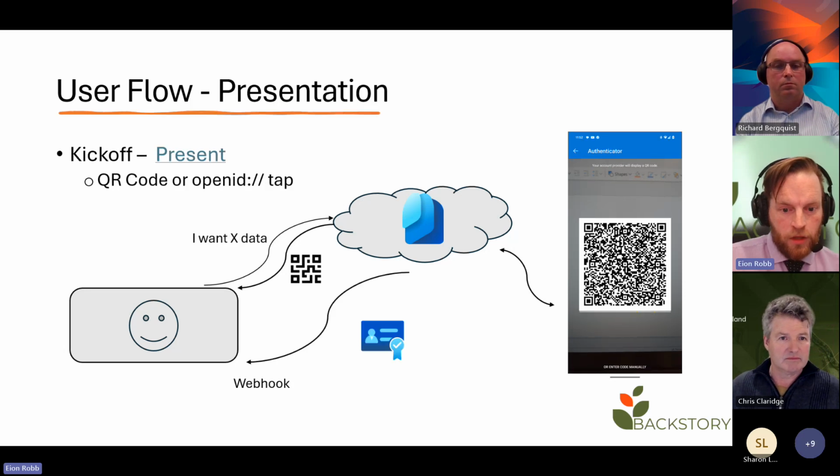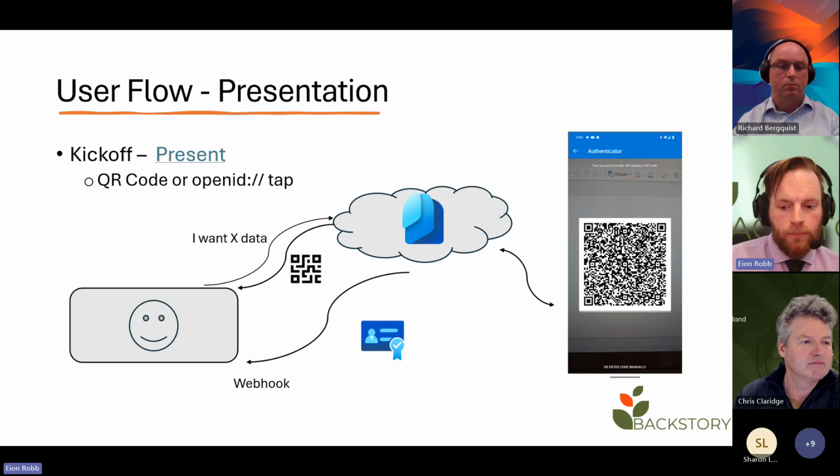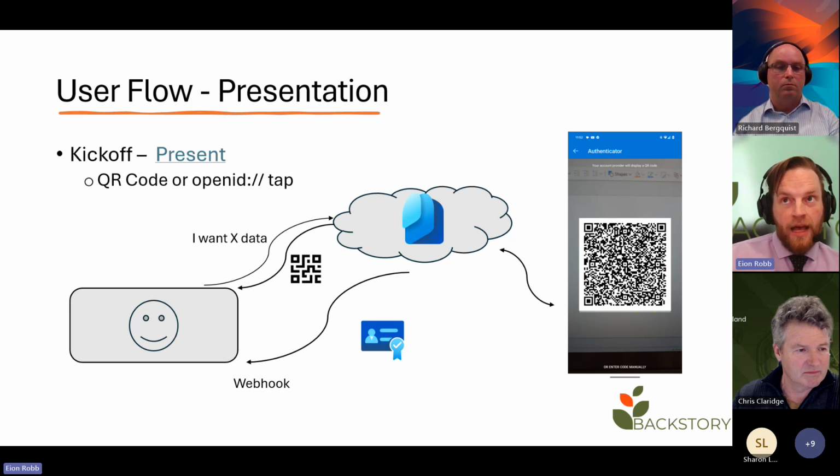So that's to get the data into the wallet. To get it out of the wallet and back into another website, it's a very similar kind of flow. We have that same kickoff with a QR code. The website will say, I'm actually wanting to get a particular piece of information. For example, I want to get some NCAP score information from the farmer's wallet. So it sends off a REST request for presentation to Entra. Entra comes back and says, okay, here's the QR code for the farmer to scan in to present that information.